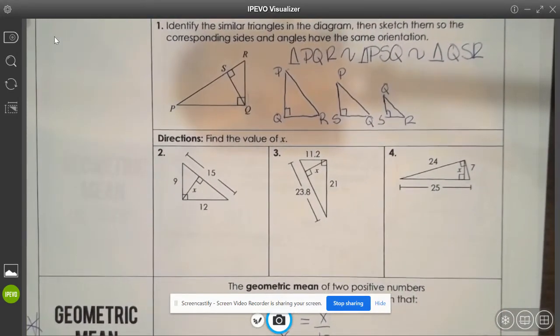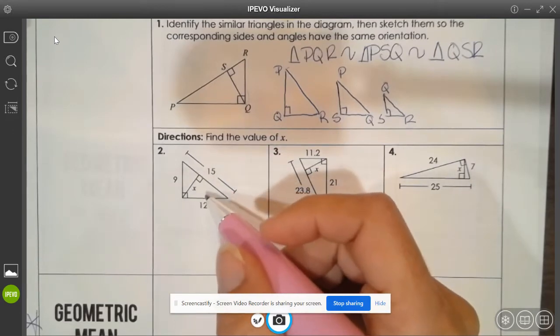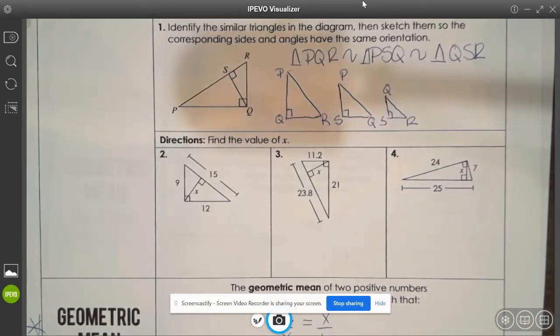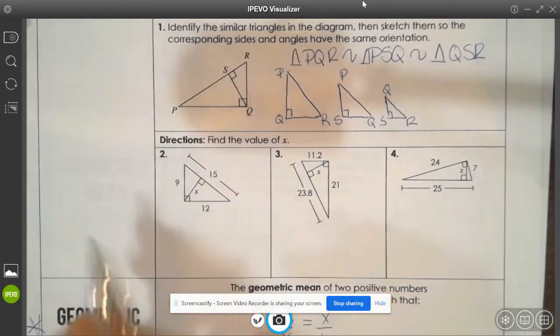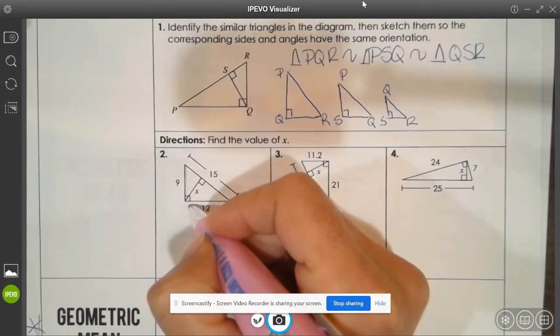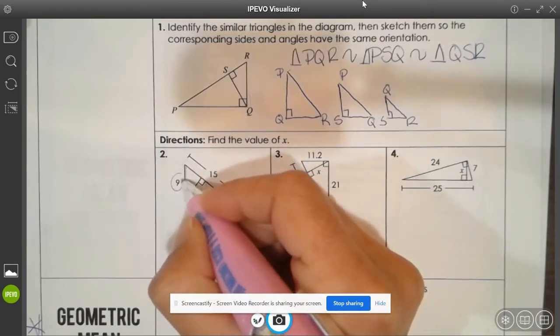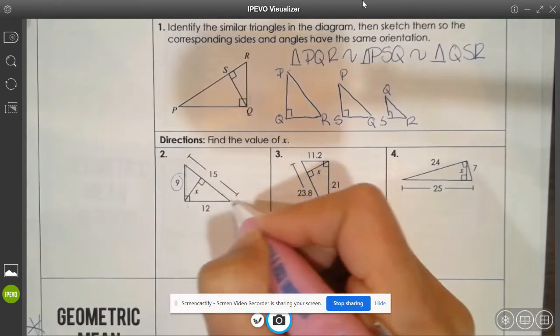It says directions, find the value of x. So if you remember how to do proportions, we're going to be doing proportions here. So notice that there are three triangles in that diagram here, but we're going to be using two. So the first triangle that we're going to be using is the outside, which is this one. Now, this is the leg and this is the hypotenuse of that triangle, which is the big one.